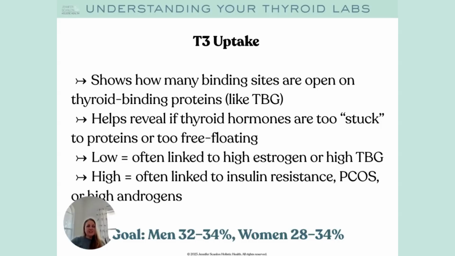The last one we're going to talk about is T3 uptake. This shows how many binding sites are open on a thyroid binding protein like TBG that we just talked about, like how many seats on the bus are open. It helps us see if thyroid hormones are too stuck to the bus or if they're too free floating. Low T3 uptake is linked to high estrogen or high thyroid binding globulin, and high T3 uptake is often linked to insulin resistance, PCOS, or high androgens. The goal for men is 32 to 34%, and for women is 28 to 34%.